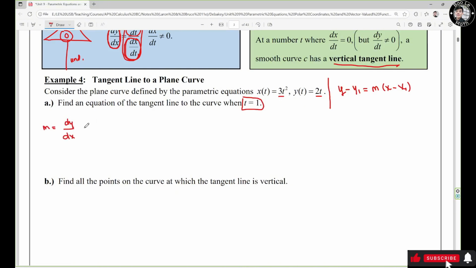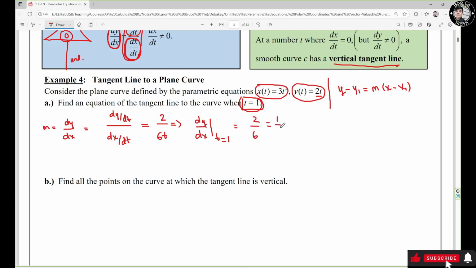The slope is dy/dx, which is dy/dt divided by dx/dt. For dy/dt, take the derivative of the function y with respect to t, so it's 2. For dx/dt, take the derivative of this one with respect to t, so it's 6t. Then substitute 1 for t, so dy/dx when t equals 1 becomes 2 over 6, which is 1/3.